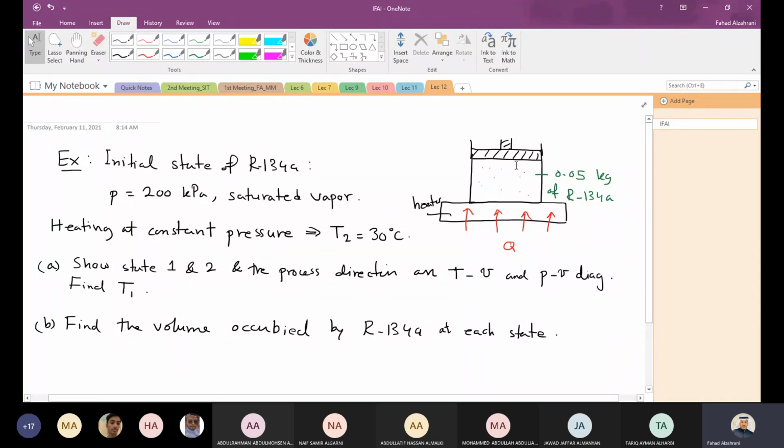It is put on a heater like this, as you can see in the figure. And then the initial state of this refrigerant is at 200 kilopascal and at a saturated vapor state.